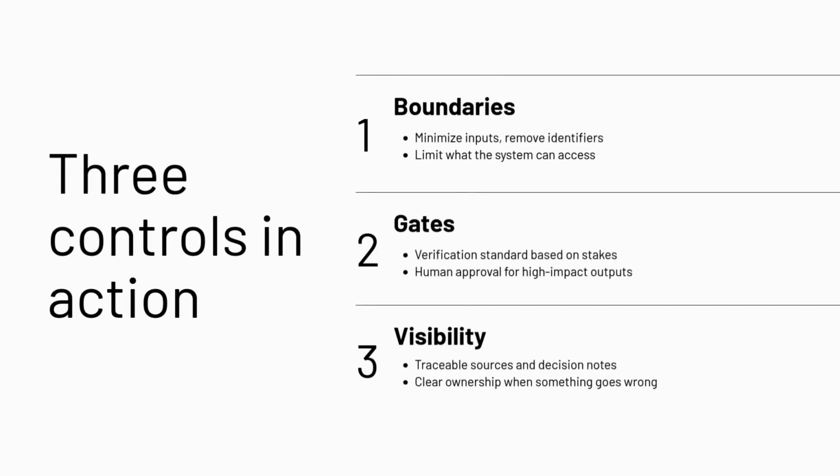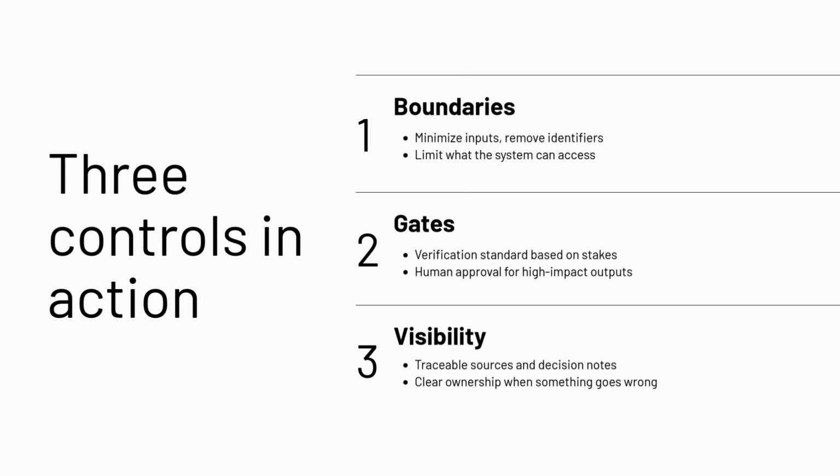Here's what the control toolkit looks like in practice. Boundaries limit exposure, reduce inputs, remove identifiers, and only share what the system truly needs. Limit access, especially when tools can reach files, email, or other systems. Gates make verification non-optional as stakes rise. A gate might be a quick checklist before you submit, or a required human approval before something gets sent, posted, or acted on. Visibility makes your work explainable. Track sources and decisions, what you accepted, changed, or rejected, so you can catch problems faster and improve the workflow.